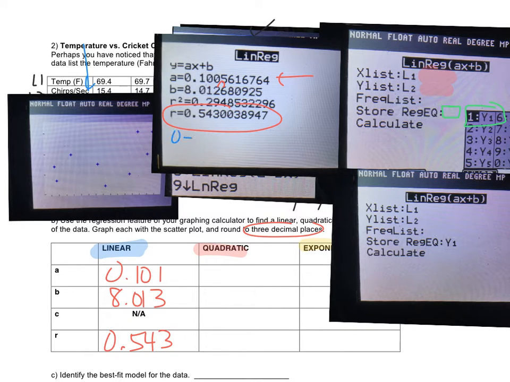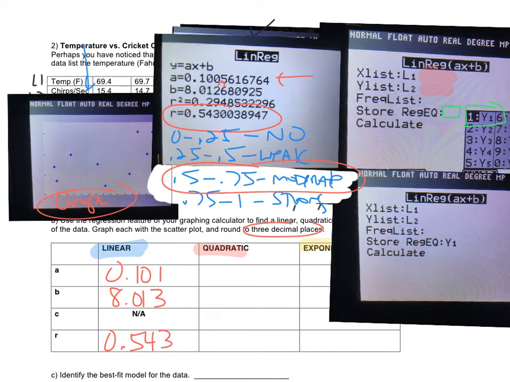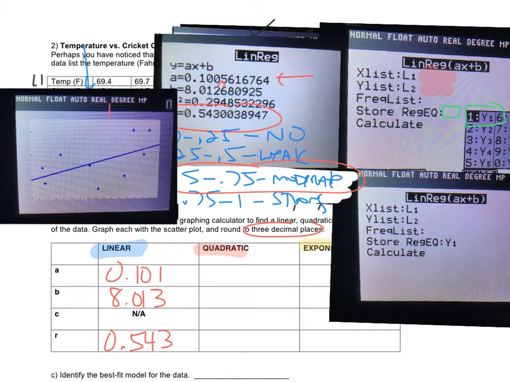If R is in between 0 and 0.25, we say that there's no correlation. If R is in between 0.25 and 0.5, we say there's a weak correlation. If R is in between 0.5 and 0.75, we say there's a moderate correlation. And if R is in between 0.75 and 1, we say there's a strong correlation. So here, 0.543 is a moderate correlation. If I press graph, my calculator will show me the scatter plot and then construct the line of best fit over it. And you see that this line does a decent job representing our data, but clearly not a strong correlation.